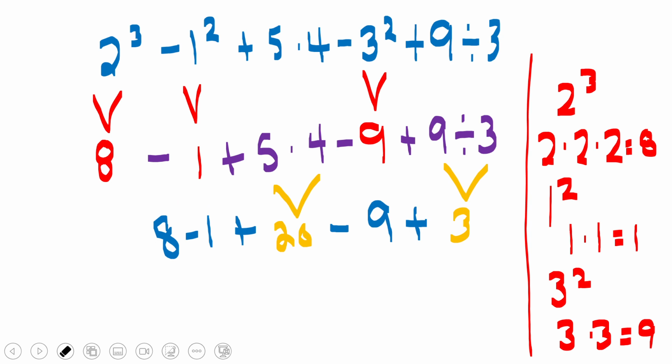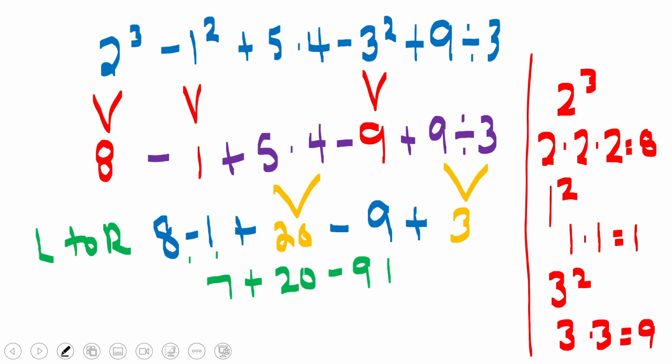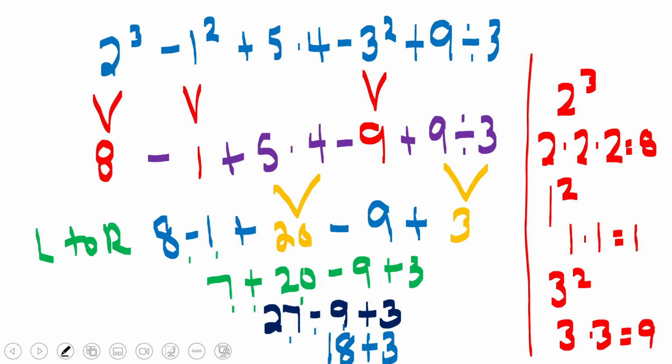Okay, so next we have all subtraction and addition. We're going to work left to right. So we have 8 minus 1. That's 7 plus 20 minus 9 plus 3. 7 plus 20, that's 27 minus 9 plus 3. Okay, so then 27 minus 9, well, that's 18 plus 3. All of that equals 21 for our final solution.